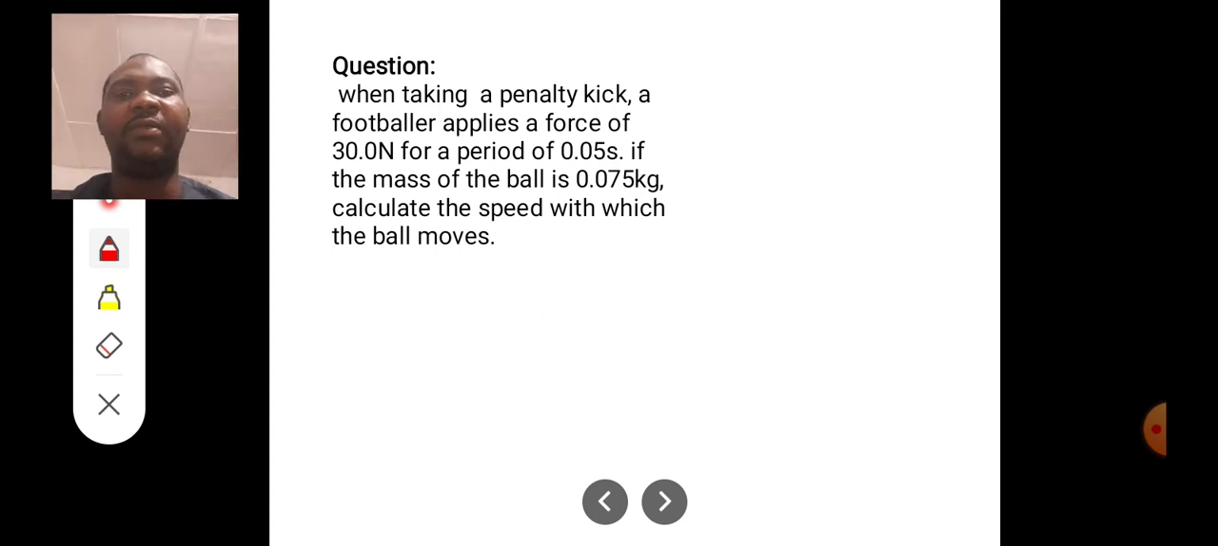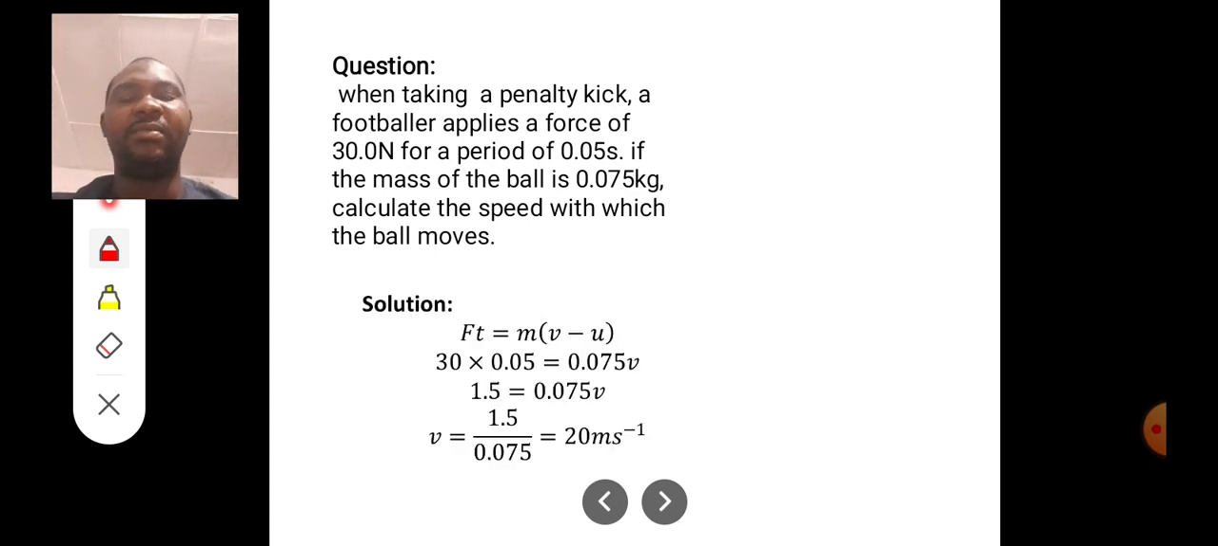So here we are looking for speed. We can simply use the formula that impulse is equal to change in momentum. Your F is 30, T is 0.05, your mass M is 0.075, times V, the initial velocity is 0, of course. And so you have your V, which is what we are looking for. So V will be equal to 1.5 divided by 0.075, and that will give us 20 meters per second.